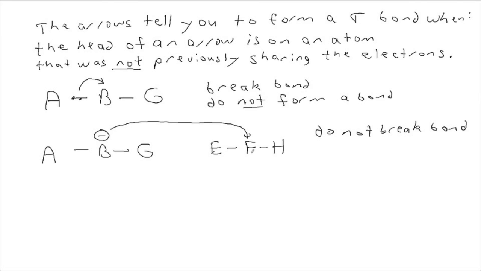No, it wasn't. By the way, maybe I haven't quite explained this. The arrows are coming from this negative charge, but what does this negative charge represent? This negative charge represents a lone pair on B. When electrons are coming from a negative charge, that means they're coming from a lone pair. That's the convention. So to review, was F previously sharing the electrons that are now moving towards it? No. Because it was not previously sharing the electrons, we do form a bond.